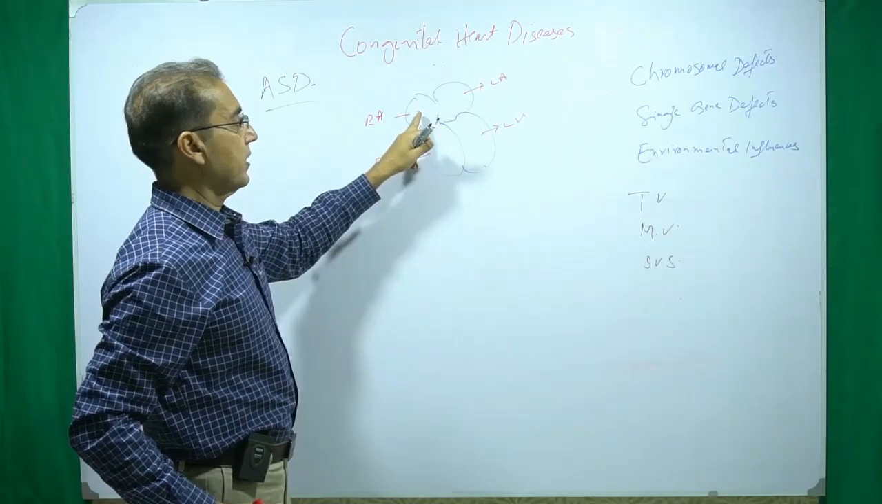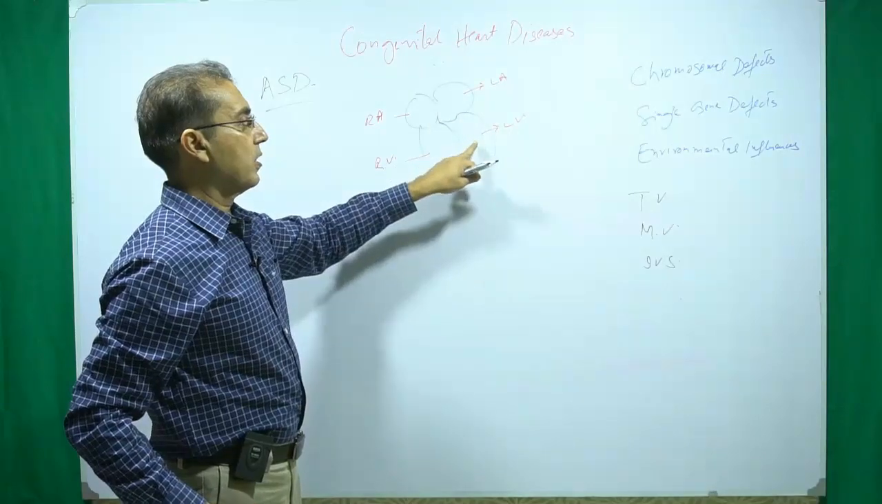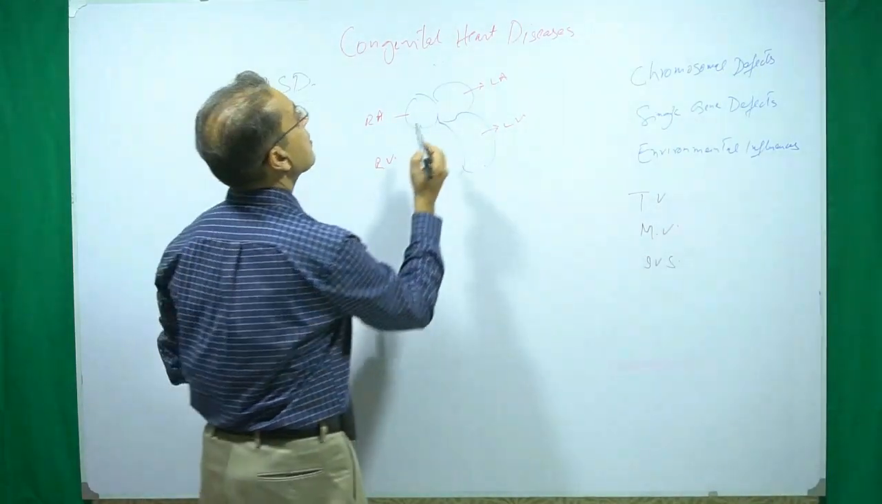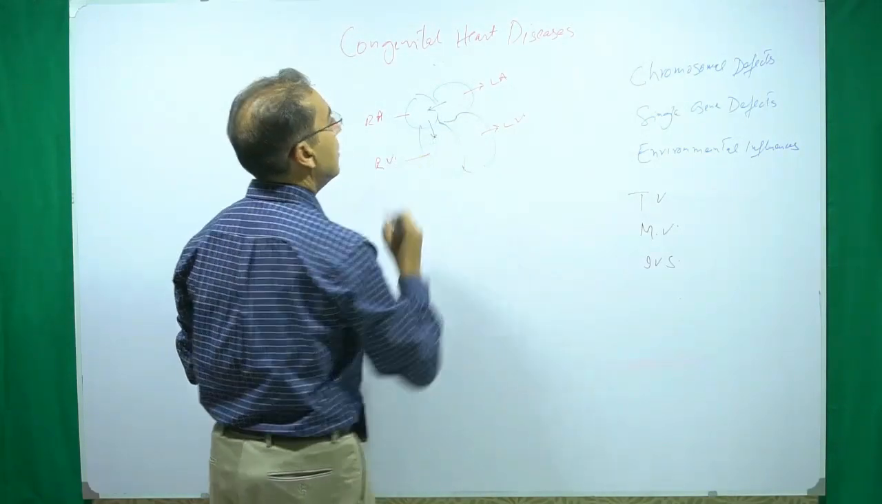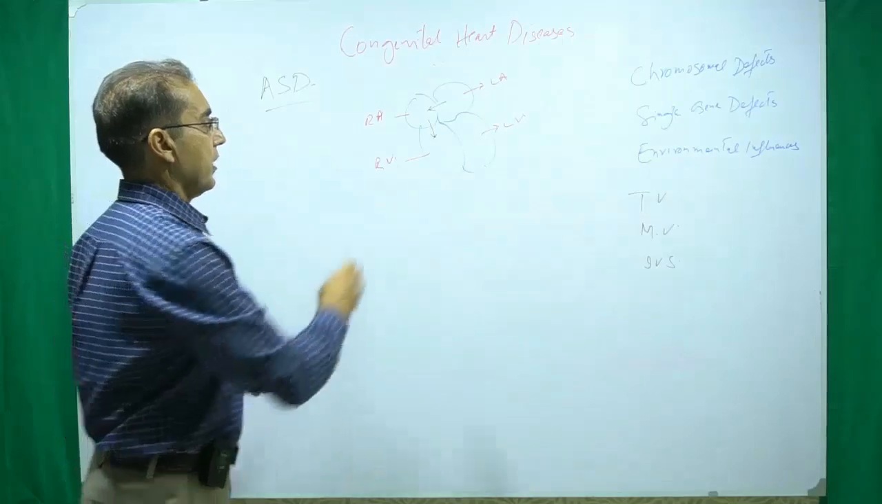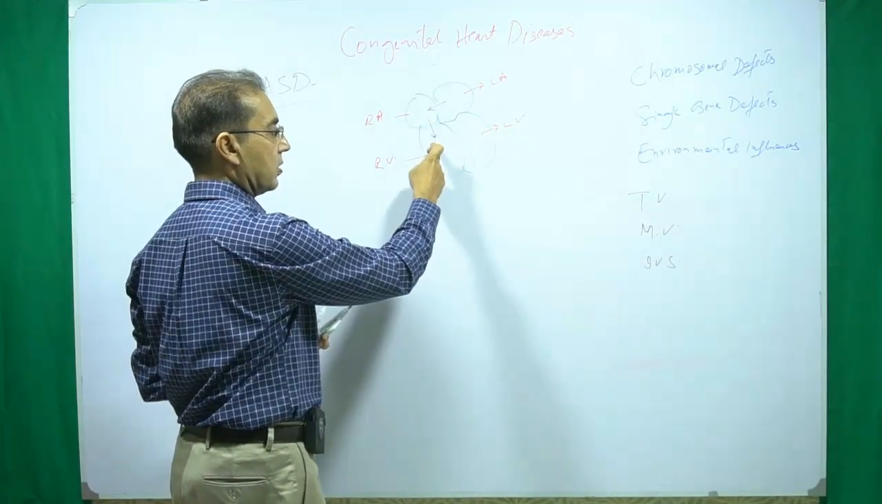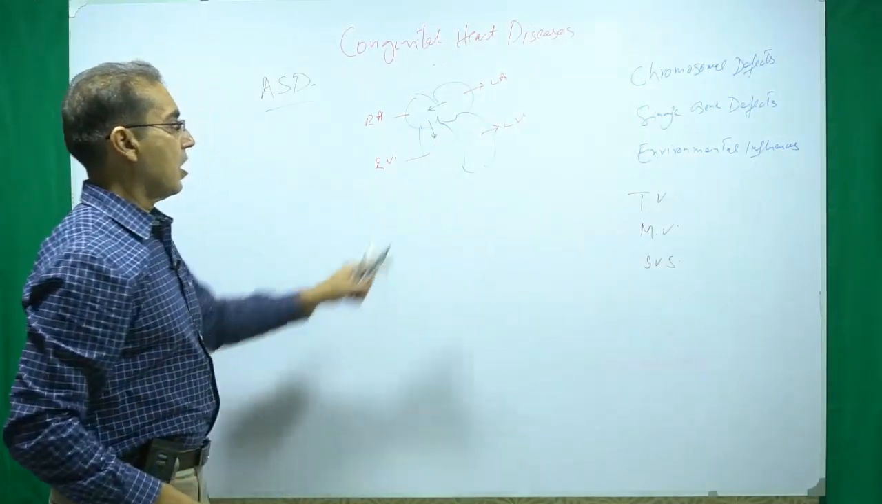So the right ventricle and right atrium are low pressure chambers, and the left atrium and left ventricle are high pressure chambers. So what happens? The blood starts flowing across this defect into the right side. So the right atrial pressure rises, the blood flow across the tricuspid valve increases, so there is an increase in the RV volume.